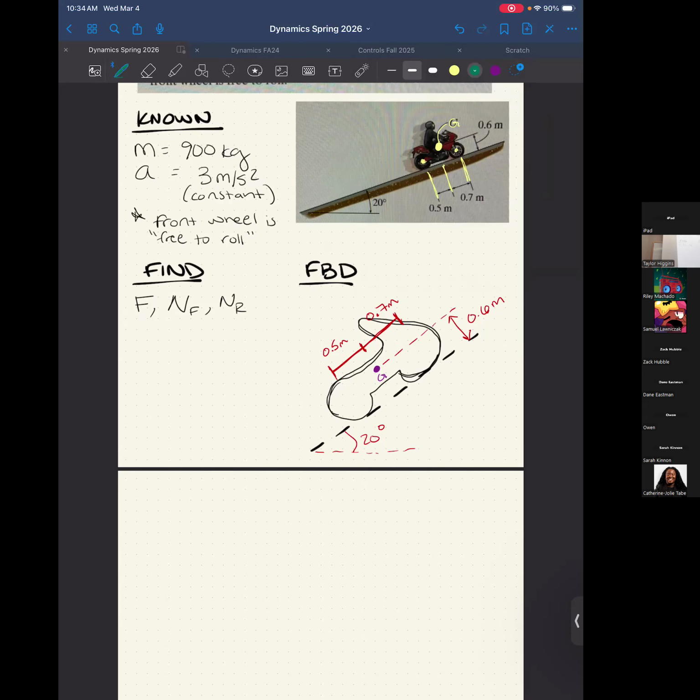Normal forces. Good. I'll do forces in green just to make them stand out. So this will be the normal at the rear wheel. This will be the normal at the front wheel. What else? Gravity, good. Gravity goes straight down vertical, and this is mass times acceleration, so 900 times 9.81. What else? Friction. Friction on the back wheel. Very good.